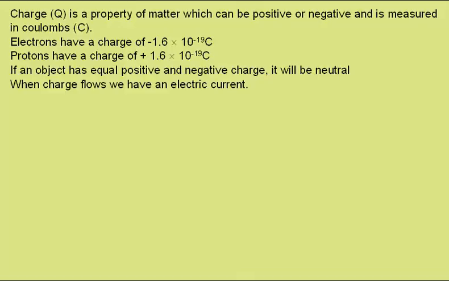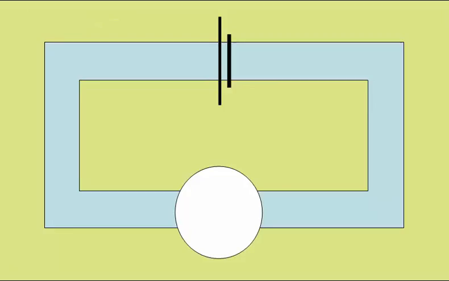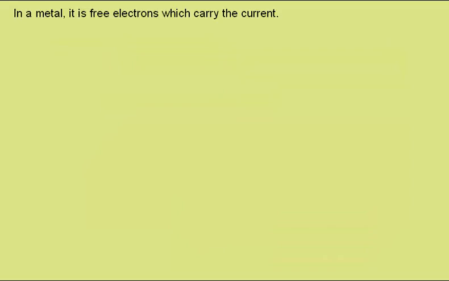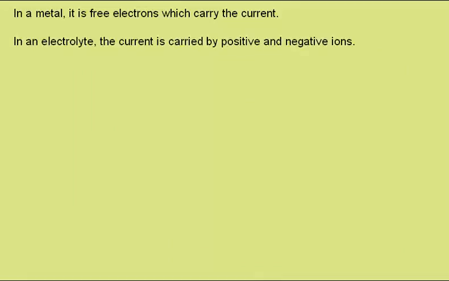When charge flows, we have what is called an electric current. In a metal, it is free electrons which carry the current, whereas in an electrolyte, the current is carried by positive and negative ions.